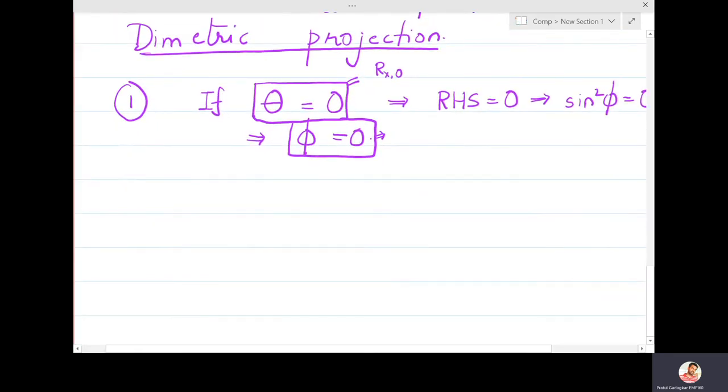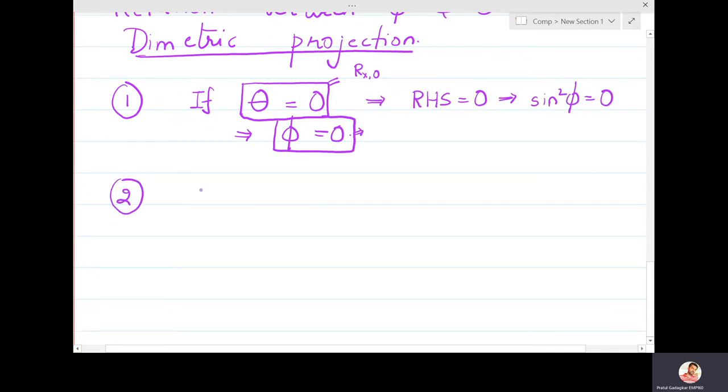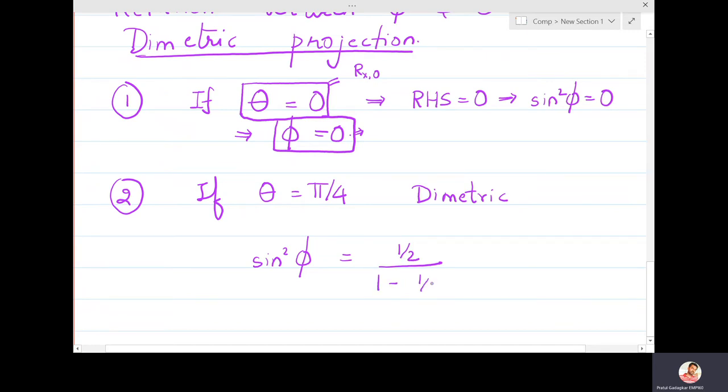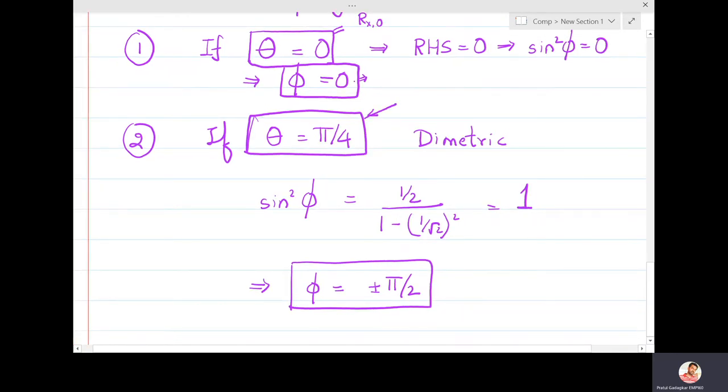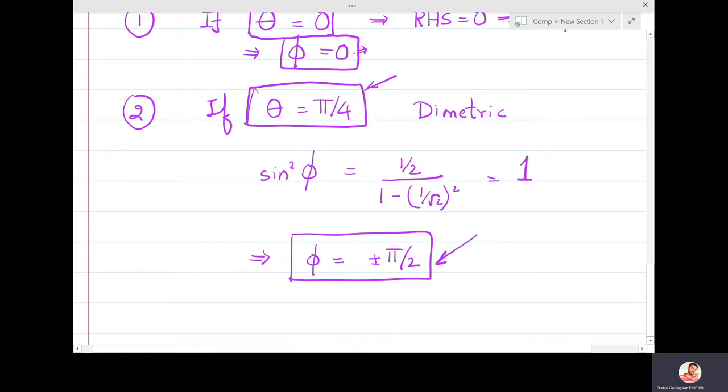Now let me take a second case. Suppose theta is equal to pi by 4, that is, the object is rotated by 45 degrees about the x-axis, and you know that it is a dimetric projection. Then I can surely say that sine square phi is equal to sine square theta, which is 1 by root 2 whole square, upon 1 minus 1 by root 2 whole square, which comes out to be 1. So in this case the angle phi must be equal to plus or minus 90 degrees. So in the case of dimetric projections, if the rotation of an object about the x-axis is 45 degrees, you can surely say that the rotation of that object about the y-axis must be either plus 90 or minus 90.